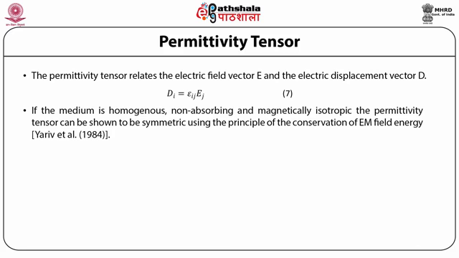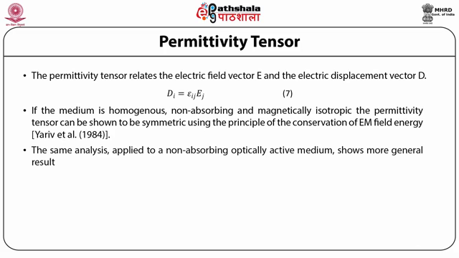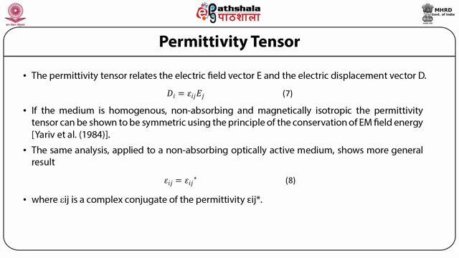If the medium is homogeneous, non-absorbing, and magnetically isotropic, the permittivity tensor can be shown to be symmetric using the principle of conservation of EM field energy. The same analysis applied to a non-absorbing optically active medium shows a more general result, that is, epsilon ij is equal to epsilon ij star, where epsilon ij star is the complex conjugate of the permittivity epsilon ij.